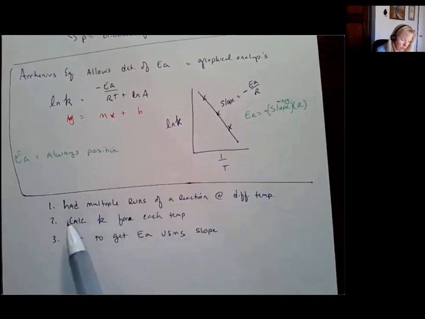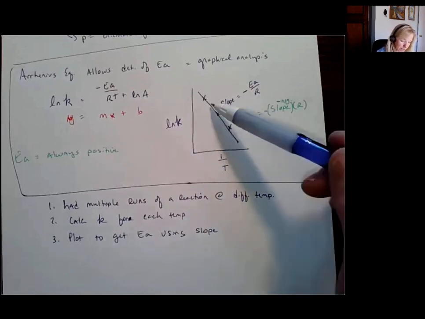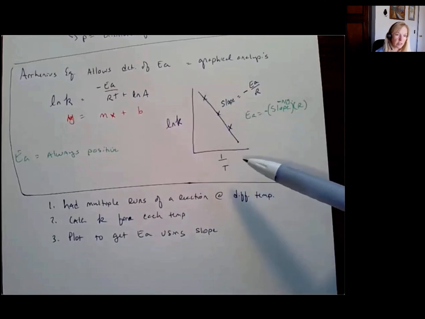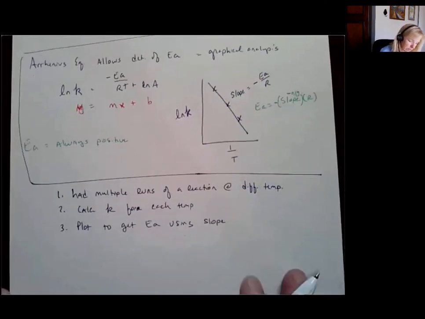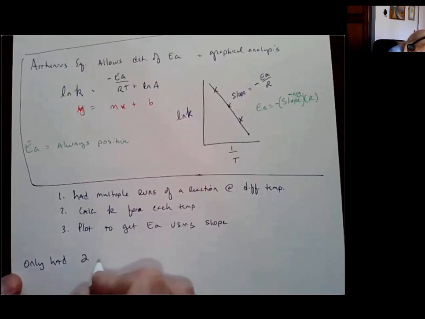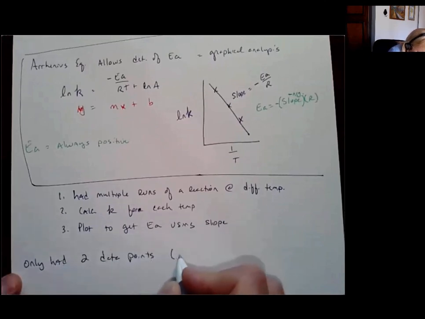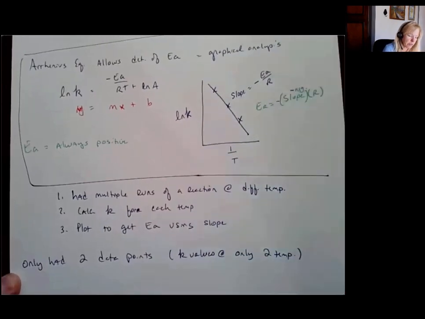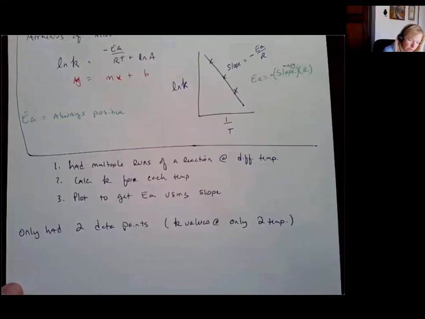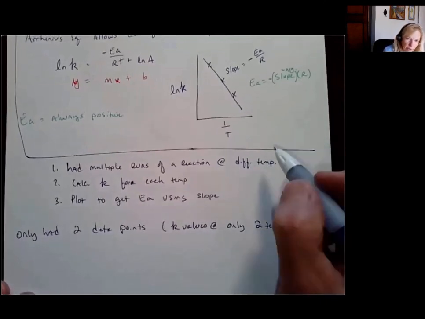If I was able to do multiple runs of a reaction, this would be the best way to get your activation energy, because by taking the best fit line, you're reducing the amount of error you would get from viewing individual data points. If I only had 2 data points, meaning k values at only 2 temperatures, it wouldn't really make sense to do this plot. So you would want to do this if you had 3 or more data points.